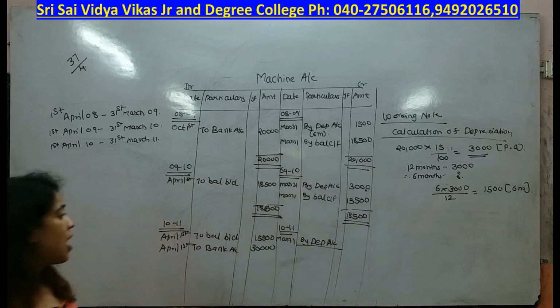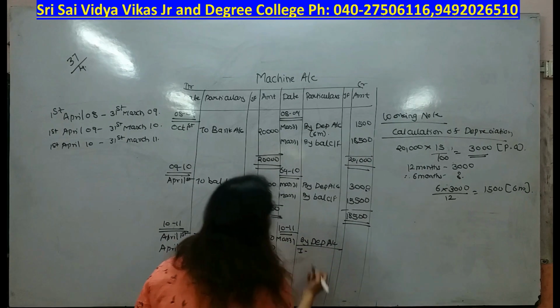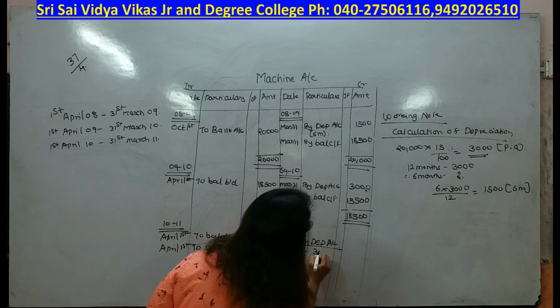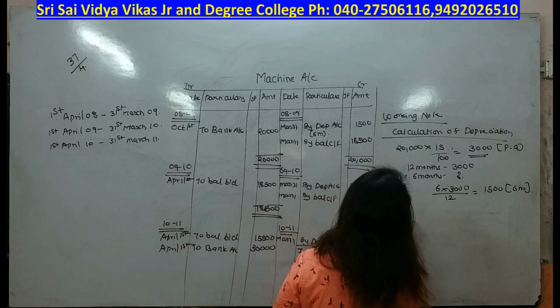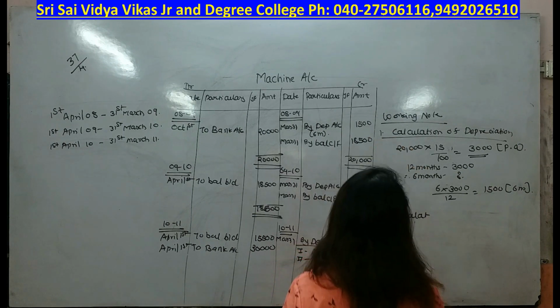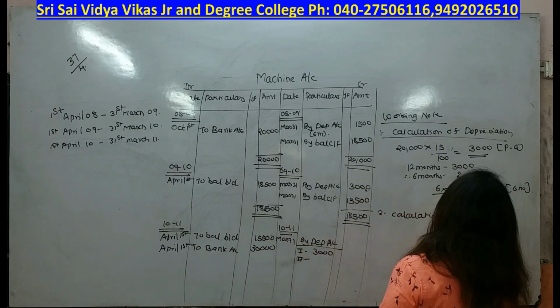On this day we are having how many machines? We are having 2 machines. We know the first machine's depreciation is 3,000, which we have already calculated. Now for the second machine, here I will write working note number 2, this is working note number 1, this is working note number 2.